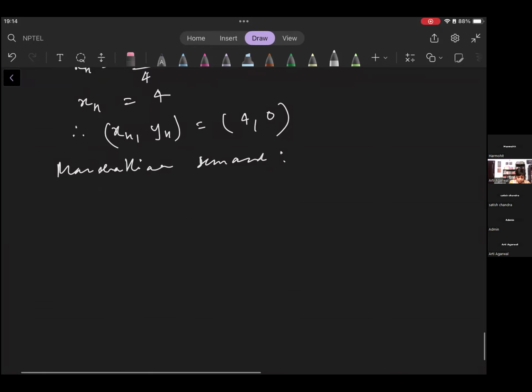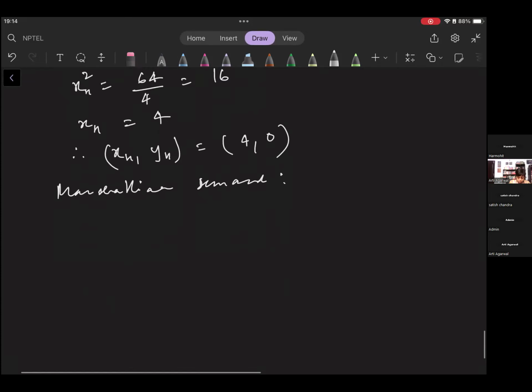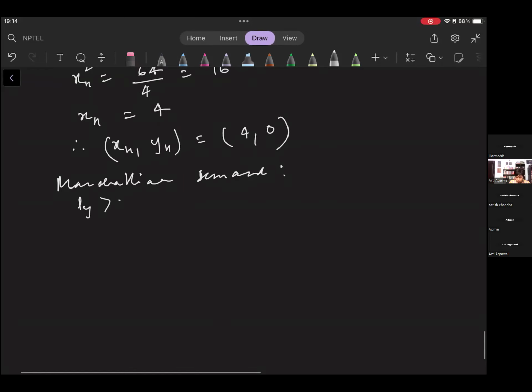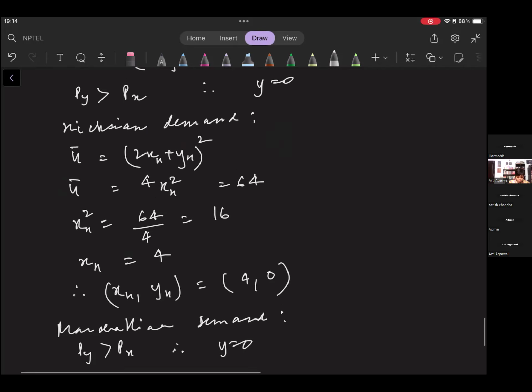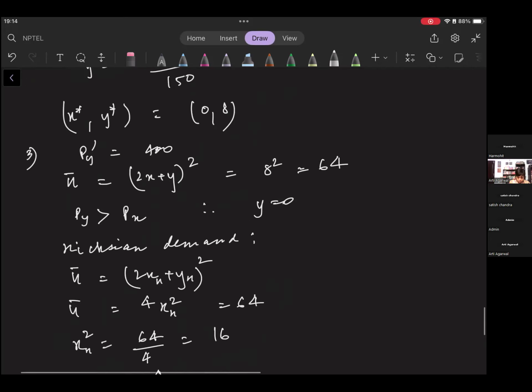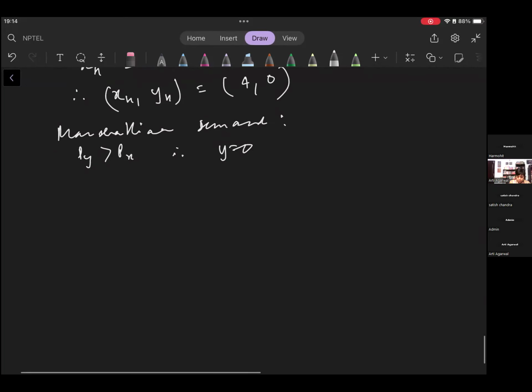Marshallian demand, again, y is still going to be 0 because py is greater than px. The fact that it's a corner solution makes things much simpler. Now, in this case, we will plug these values into your budget function.